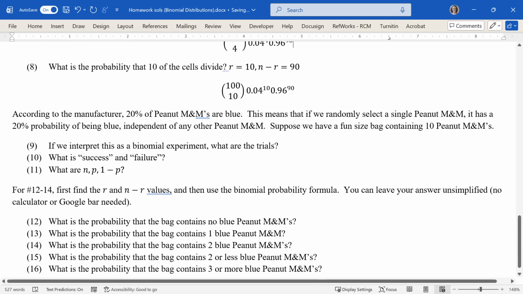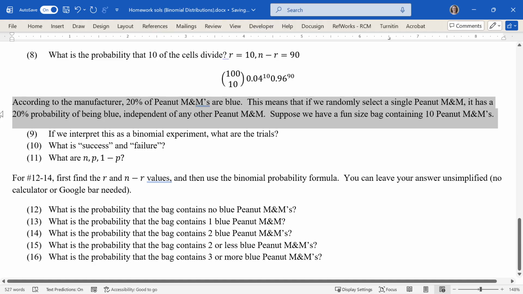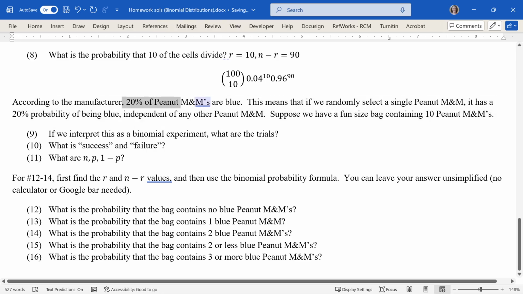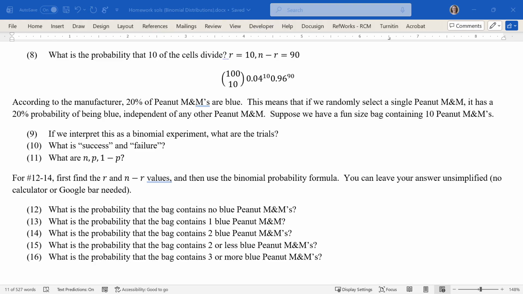All right, last set of problems here. M&Ms. According to the manufacturer, 20% of peanut M&Ms are blue. I don't remember if this is true or not, or if I actually looked this up when I wrote this. This means that if we randomly select a single peanut M&M, it has a 20% probability of being blue, independent of any other peanut M&M. Suppose we have a fun-size bag containing 10 peanut M&Ms.